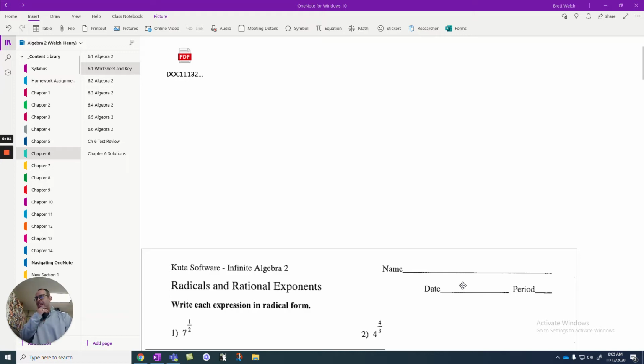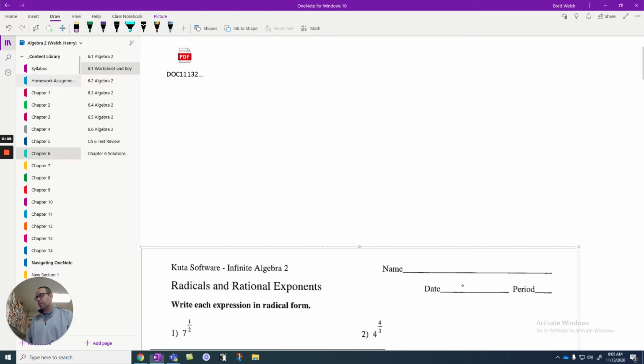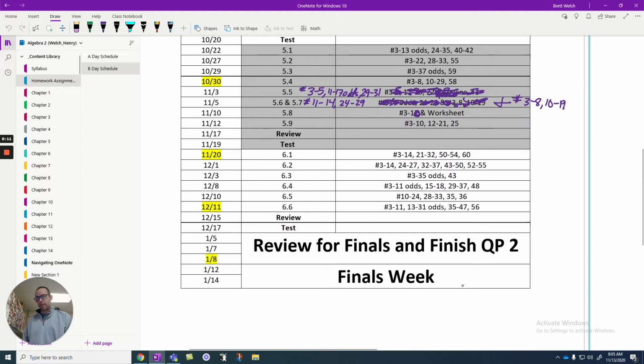All right, everybody. So today we're going to be talking about 6.1, and for this assignment, we're actually going to work on a worksheet as opposed to working out of the textbook. And so hopefully, when you look at the homework assignments, I've fixed that. Let's fix that right now, so I don't have any issues later. We're going to say worksheet.